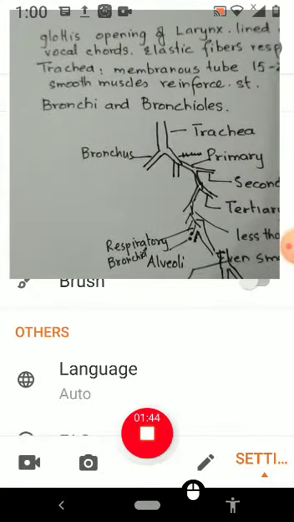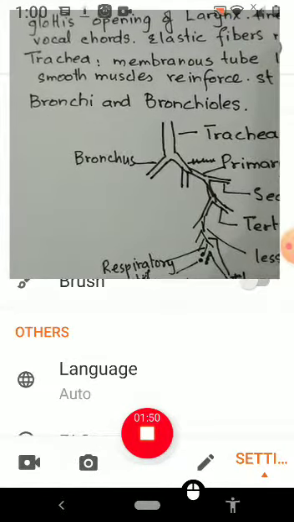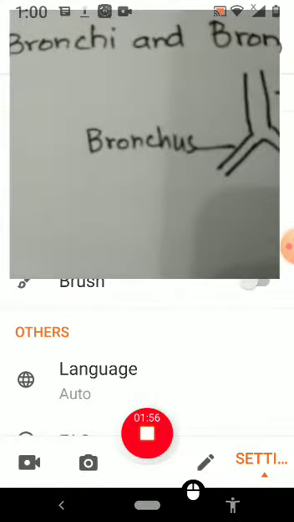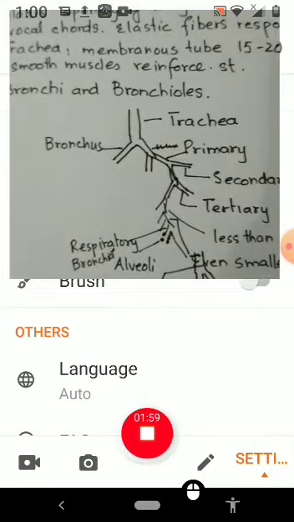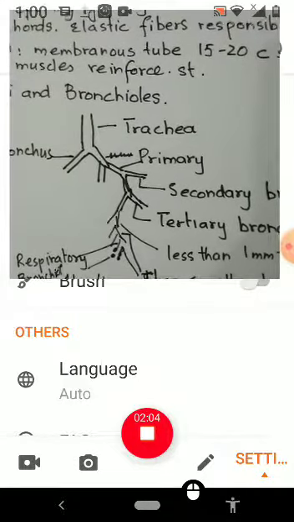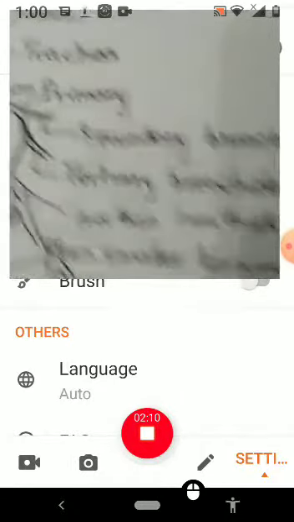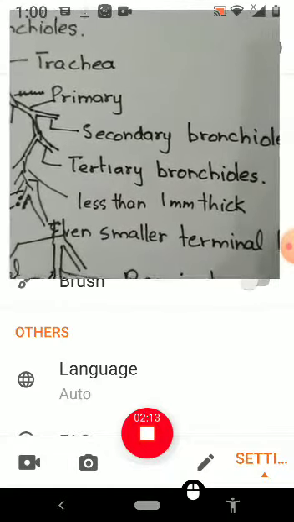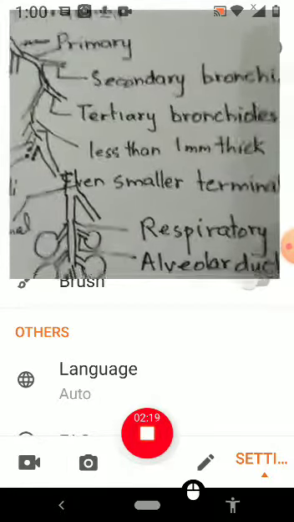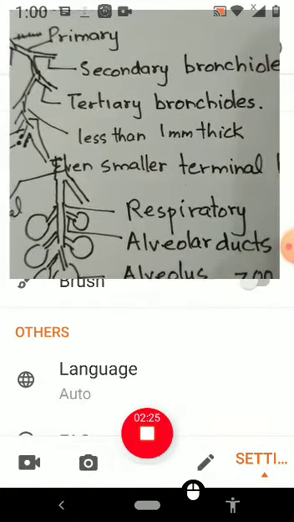From the trachea, two branches appear, the two main branches leading into the right and the left lung. These branches are referred to as the bronchus. The bronchi, plural of bronchus, divide into primary bronchioles, which further divide into secondary bronchioles, tertiary bronchioles. This process goes on until the bronchiolar thickness is less than 1 millimeter.